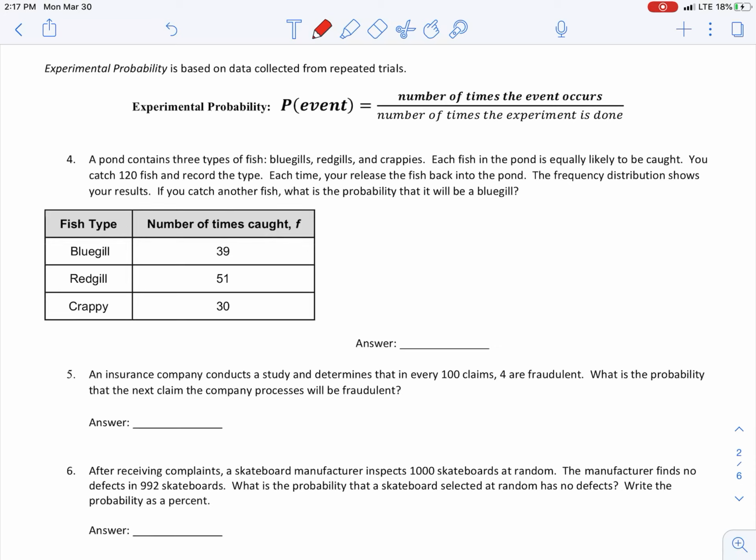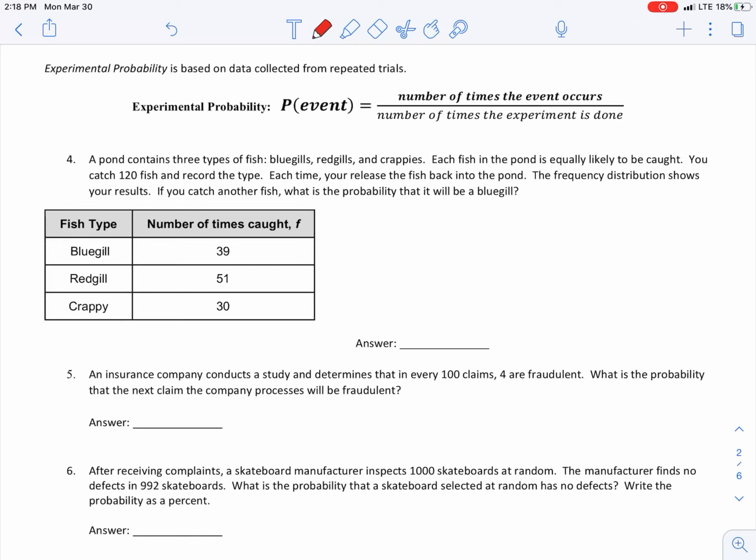Okay, the next thing we're going to talk about is experimental probability, and that's based on data collection from repeated trials. So basically, that'd be like if I was going to draw a name out of a hat, and there were the same number of each name, if I drew out a name and continually did that, the data that I collected could be used in order to find experimental probability. So the number of times the event occurs over the number of times the experiment is done.